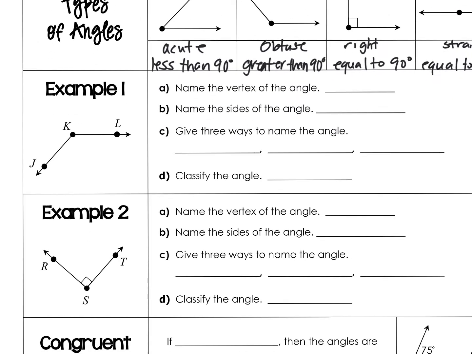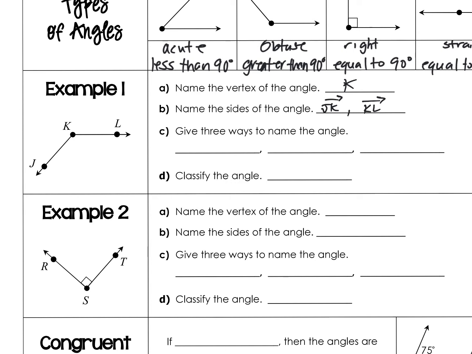All right. So here's our first example. Name the vertex of the angle. Name the sides of the angle. Give 3 ways to name the angle and classify the angle. All right. So here we go. The vertex is K. The sides of the angle are ray JK and ray KL.